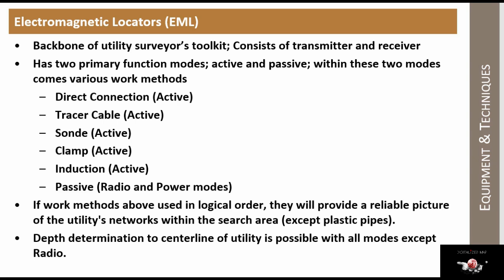Electromagnetic locators, EML, are the backbone of the utility surveyor's toolkit. They consist of a transmitter and receiver, and have two primary function modes, active and passive. Within these two modes come various work methods: direct connection, active; tracer cable, active; sonde, active; clamp, active; induction, active; and passive, radio and power modes.